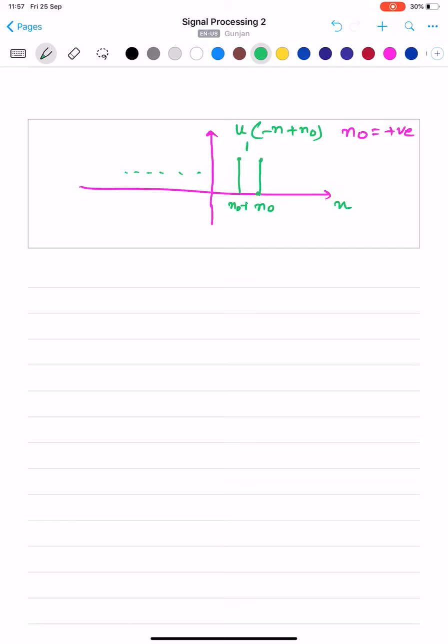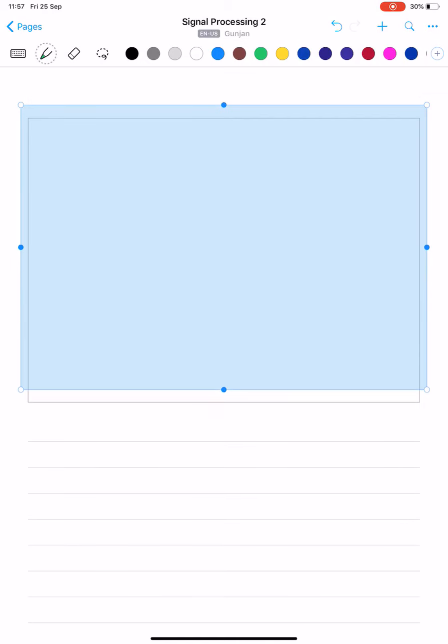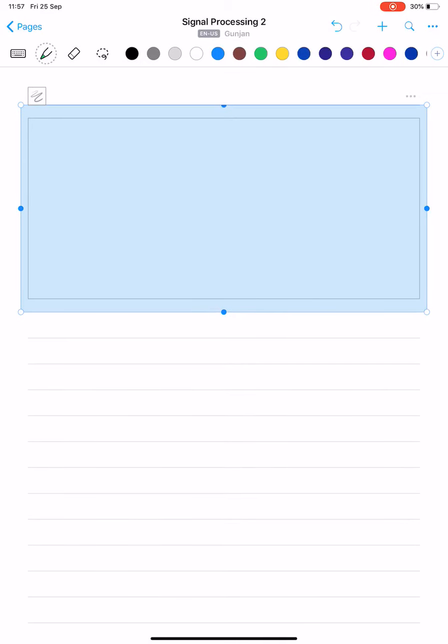So for all the points which are less than n naught, similar signal when n naught is negative.